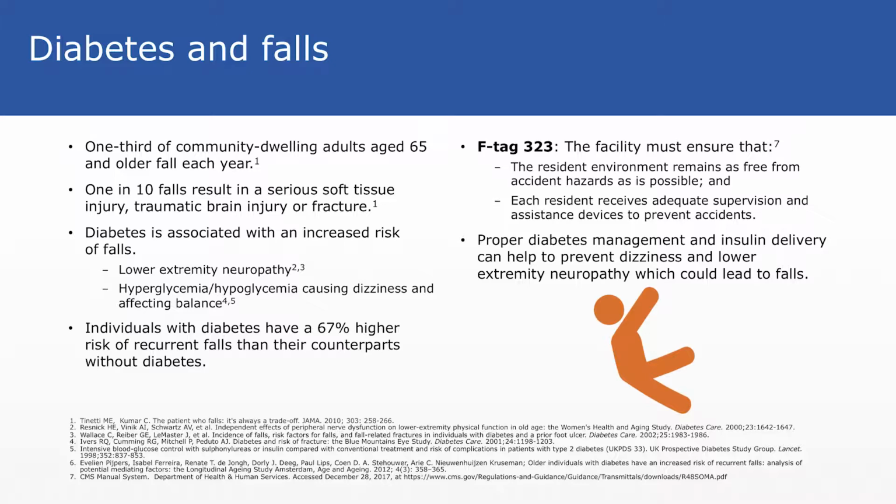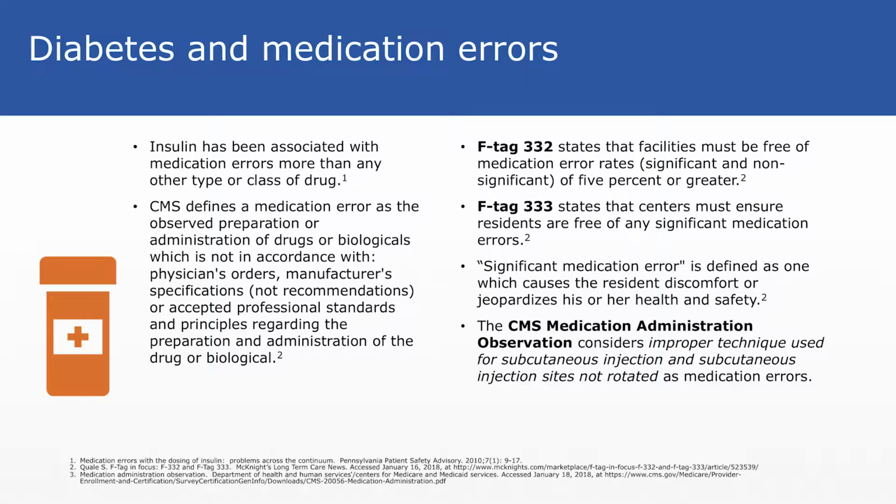The Institute for Safe Medication Practices, or ISMP, classifies insulin as a high alert medication since it has been associated with significant patient harm when misused. Insulin has also been associated with more medication errors than any other type or class of drug.